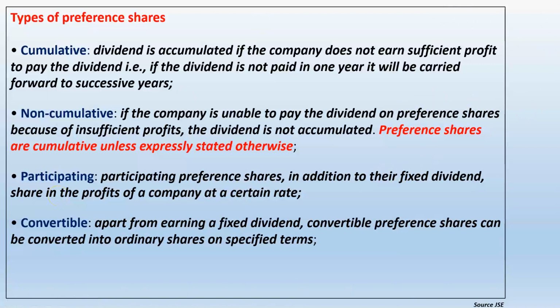A convertible preference share says that somewhere in the future, the company can decide to convert this preference share into an ordinary share. So that is first prize, because for the ordinary shareholder there's no roof on the amount of dividends that they can declare and that they can receive.